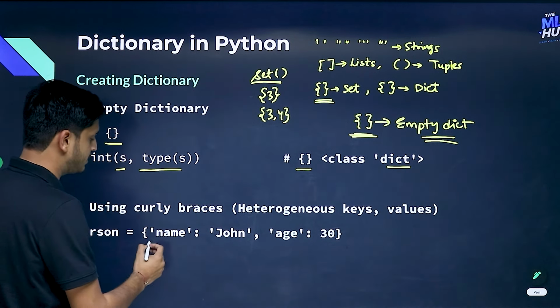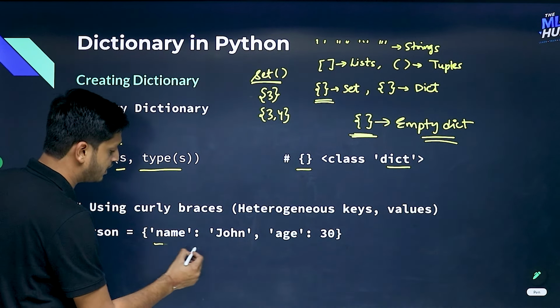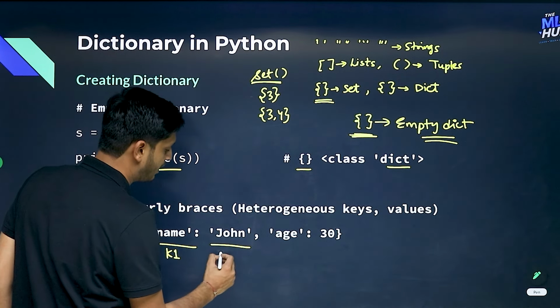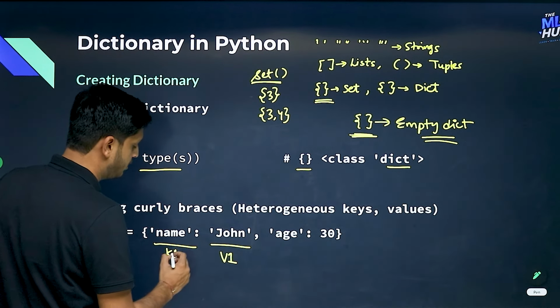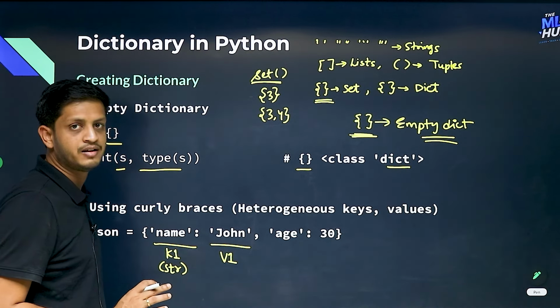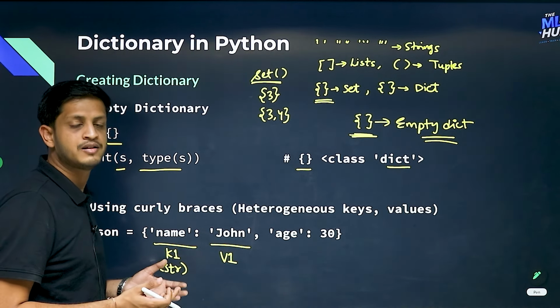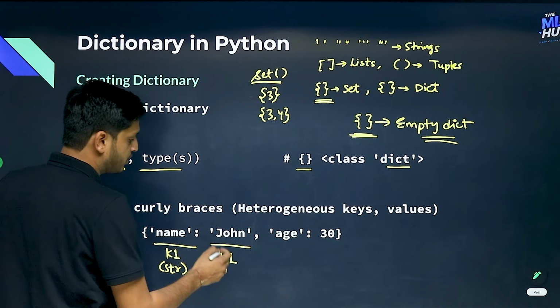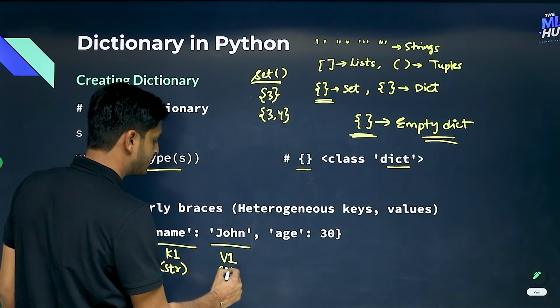So a dictionary is created with key as the string name. This is the key. This is the first key. And the corresponding value is the string containing John. So the data type here is a string. A string can be a key because strings are immutable. So a string can be a key, but a list cannot be a key. Okay. So here the value is also a string, that is allowed.